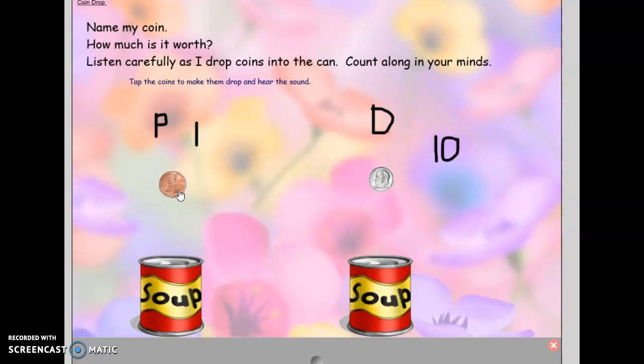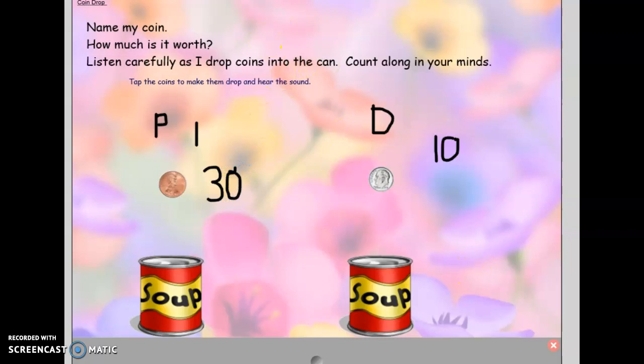26, 27, 28, 29, 30. All right, we're going to stop there. How many coins did I count? 30. We had to count by one, so it took a lot of pennies to get us to 30 cents.